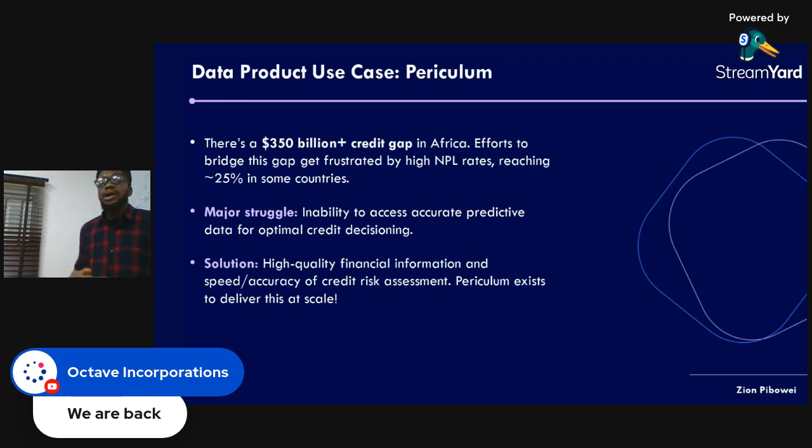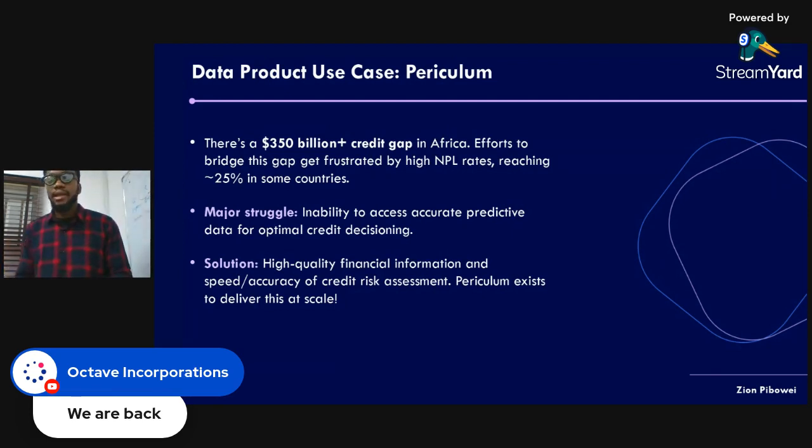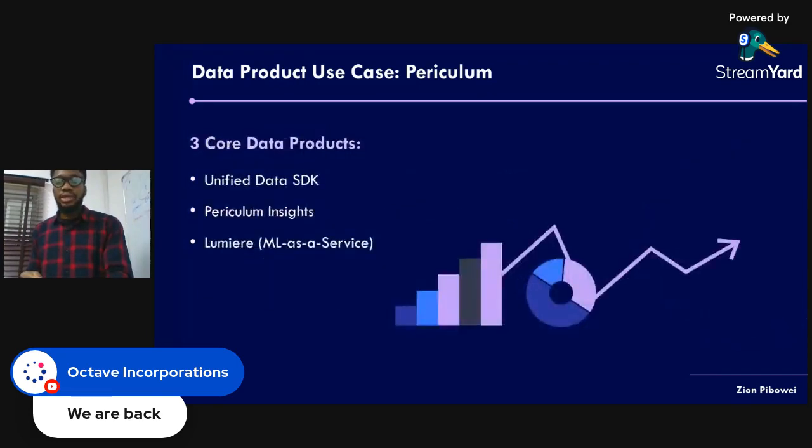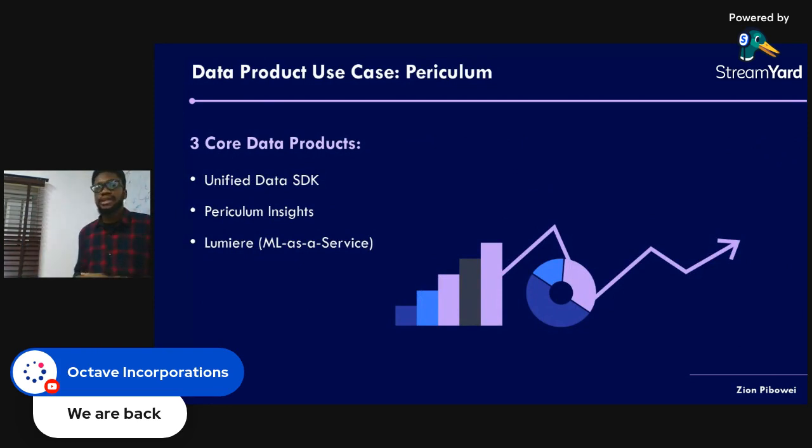All right. So this is mission critical to us, and what we really do as an organization is to solve the problems that these financial institutions have, which is lack of rich financial information, and then the ability to analyze and create proper credit decisioning. So we offer high quality financial information to these companies, and then we also offer speed and accuracy of credit risk assessment. And that's pretty much what we exist to do. And there are three core data products that we build and deliver. We have the Unified Data SDK, we have Curriculum Insights, and we have Lumen.